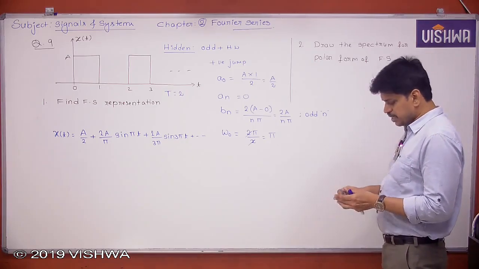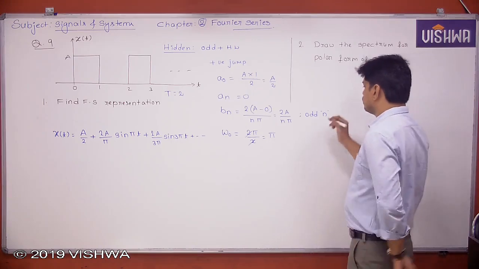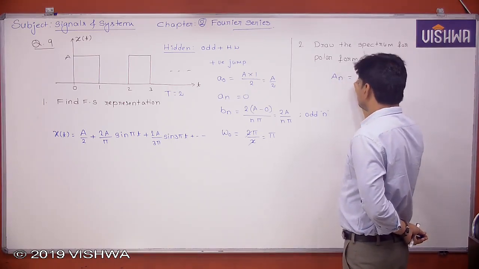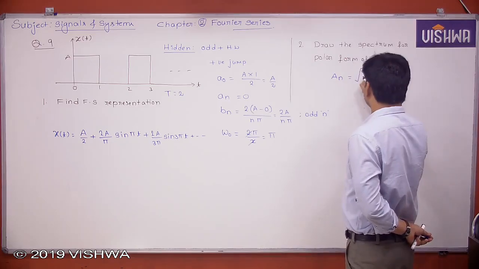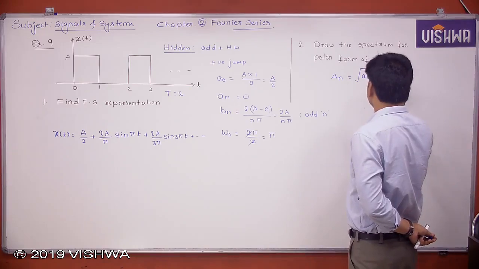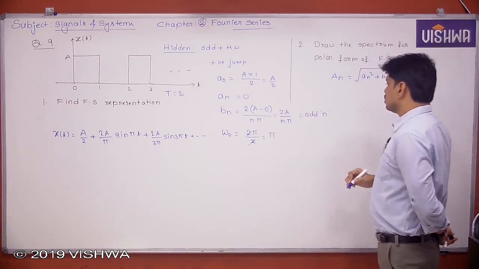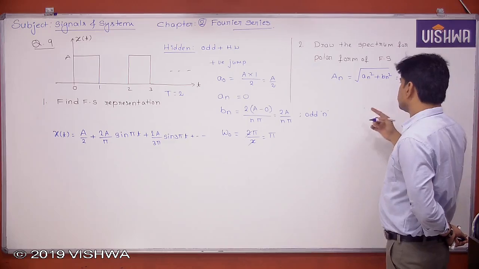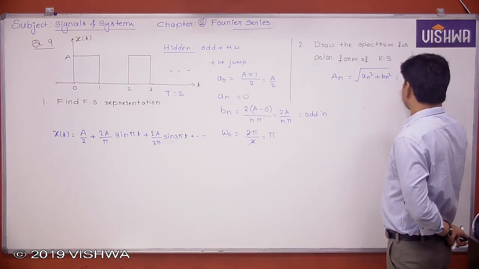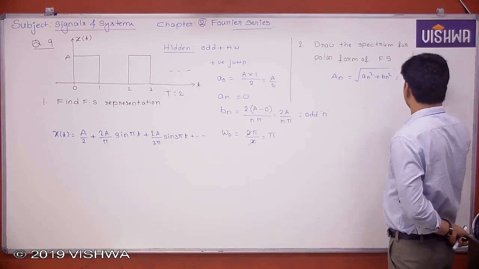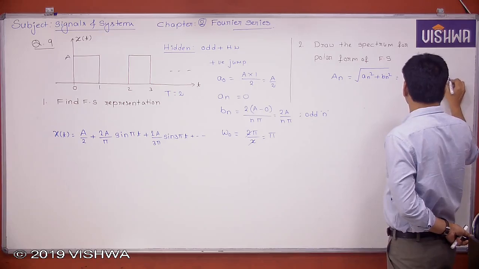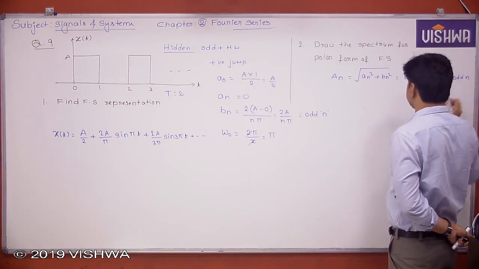So what is the An value? An is equal to root of small an square plus bn square. From this, the an value is 0 and the bn value is there, so it is directly bn. How much is it? 2A by n pi for odd values of n.